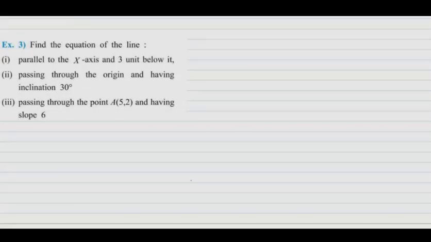Now the next question is here. In third question, we have to find the equation of the line which is passing through 5, 2 and having slope 6.